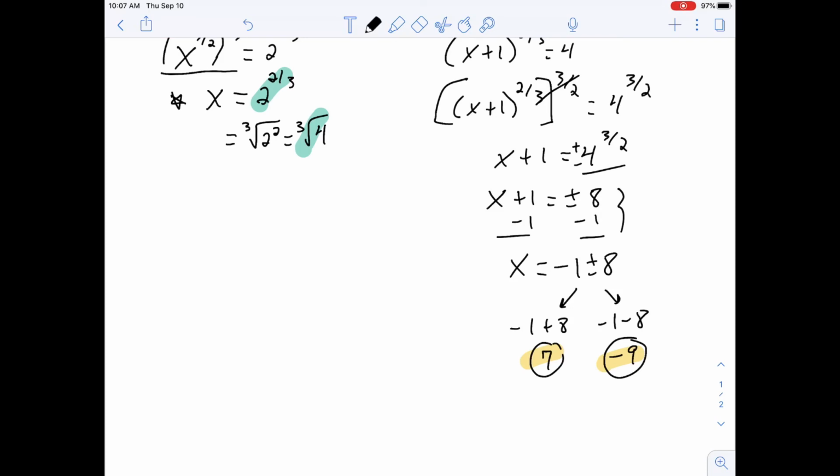All right, so hopefully this helps you with solving equations with rational exponents. I'm going to stop here and I'll pick up with the next video.